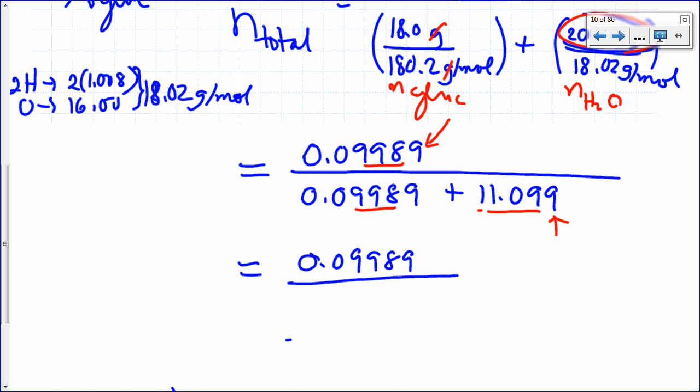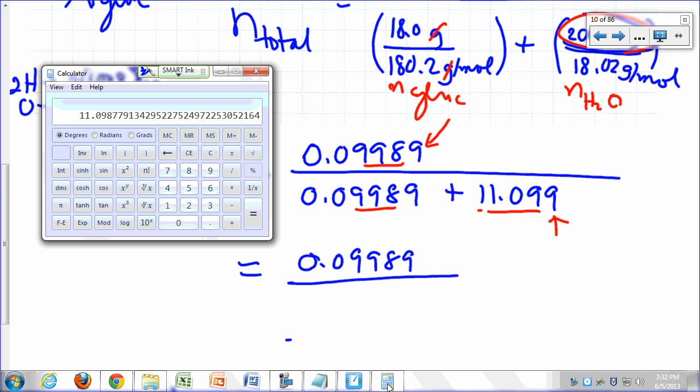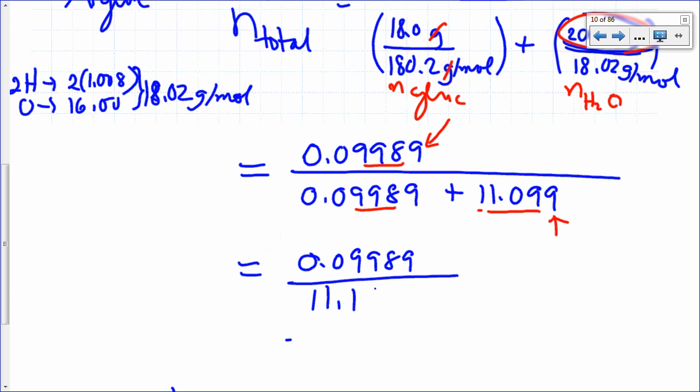So this gives us 0.09989 over, what's the sum of the two things in the denominator? 11.099 plus 0.09989, that's 11.1989. So obviously I have more sig figs in my numerator. My last sig fig here should be this one right here. And actually this one right here, right? Okay. This is my last sig fig. So I have 4 sig figs in the denominator.